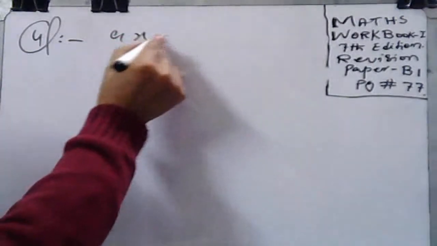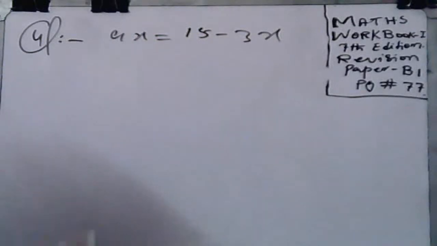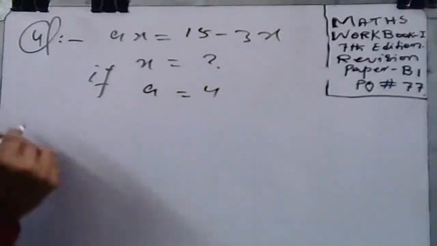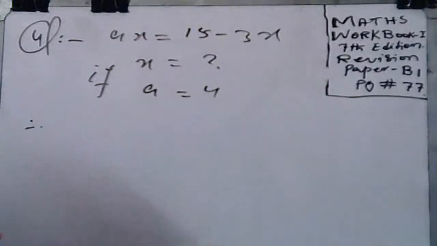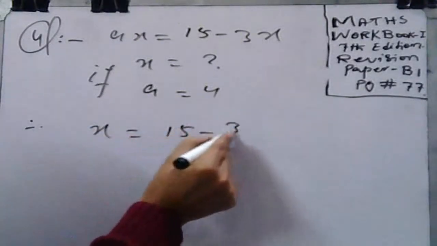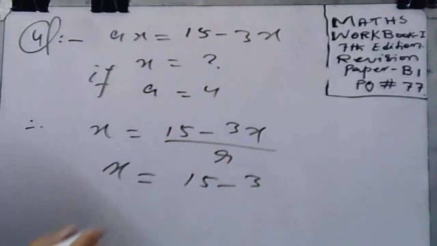Similarly in question number 4, in A part we have been asked: given that ax is equal to 15 minus 3x, find the value of x. We have to find the value of x if the value of a is equal to 4. So putting the values in the given equation we have to find the value of x. So x is equal to 15 minus 3x divided by a.